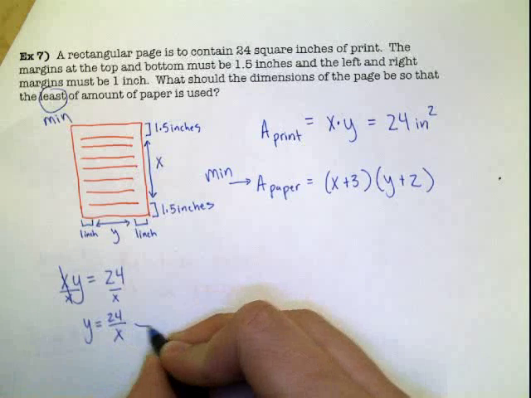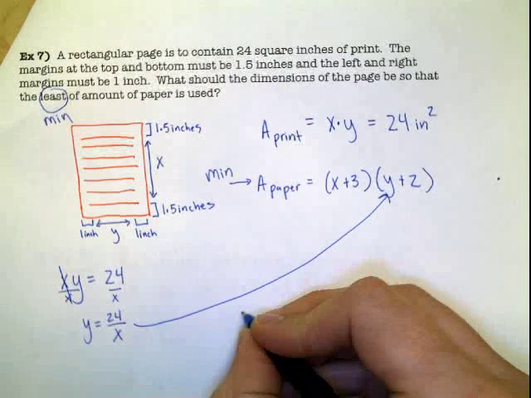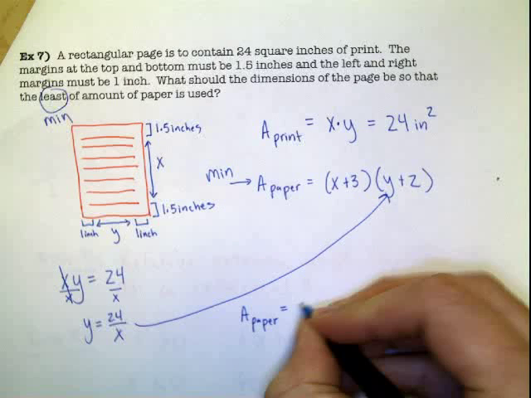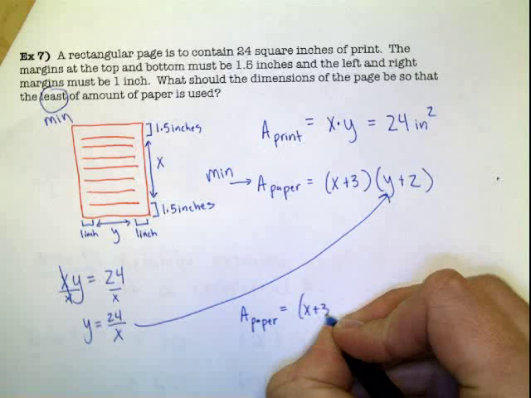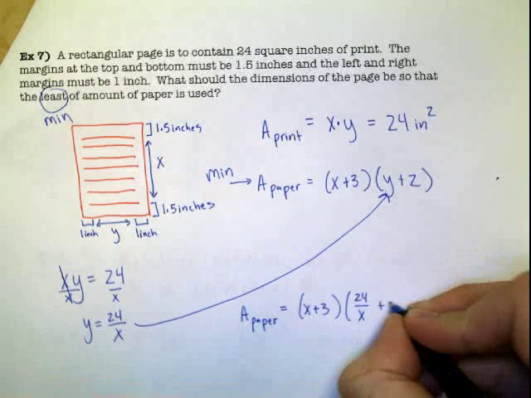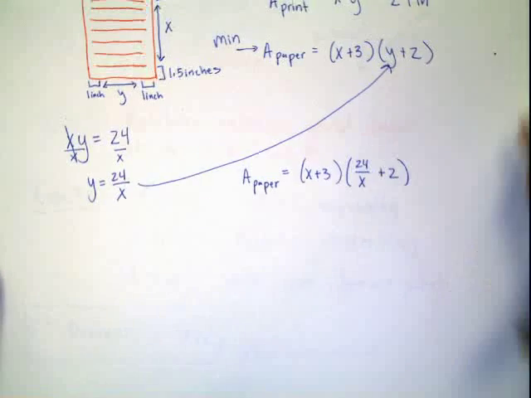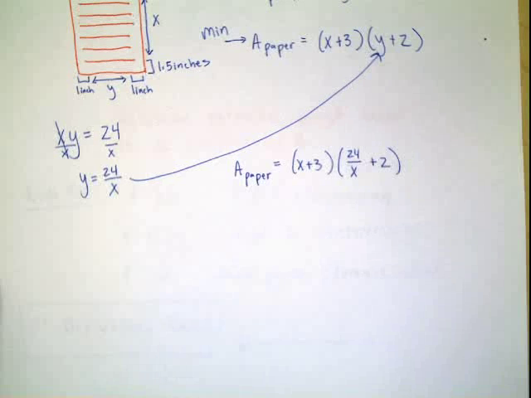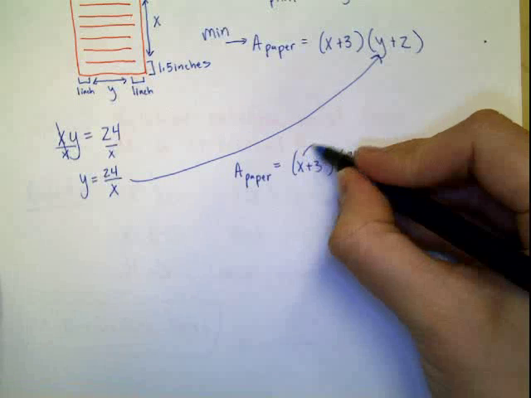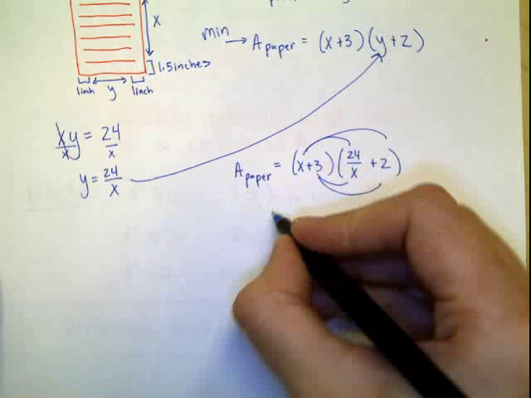And substitute that in to here. Let's do some substitution. So the area of the paper is going to equal x plus 3 times 24 over x plus 2. And that's what I'll derive. Now it's all in terms of x's. Before I start doing a lot of work, it's a big product rule thing. You might find that foiling it out, multiplying the x by each of these and the 3 by each of these is easier. That's what I'm going to do.